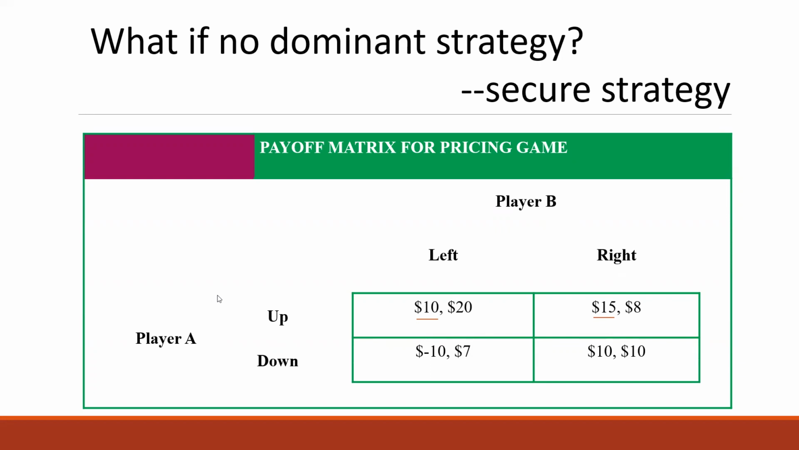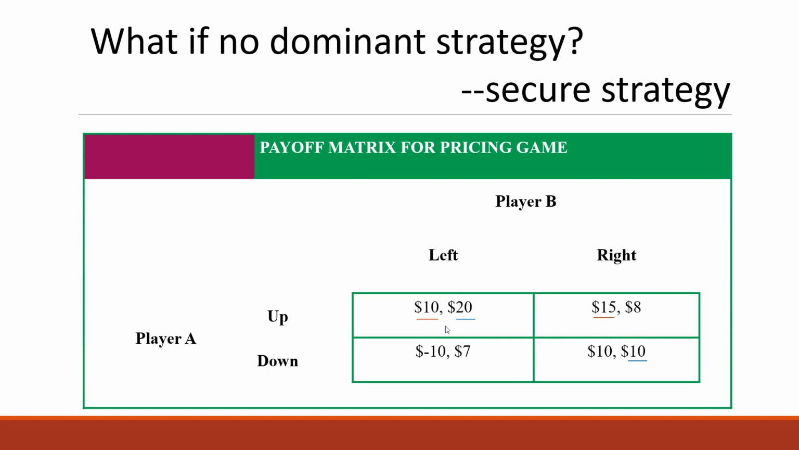That's where the slight difference comes from. If player A plays up, player B chooses between left and receive 20, right and receive 10. Playing left is the best response to player A playing up. And if player A plays down, player B chooses between playing left to receive 7, playing right to receive 10. Player B now should choose to play right.